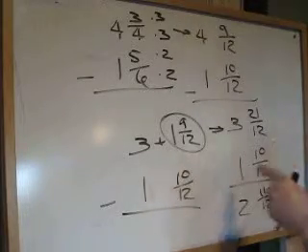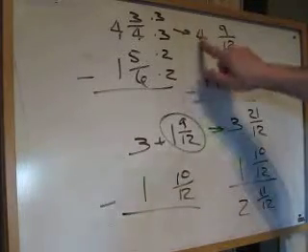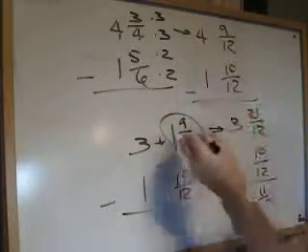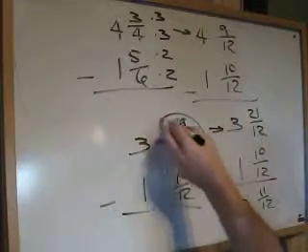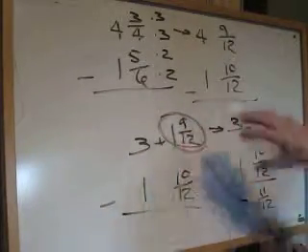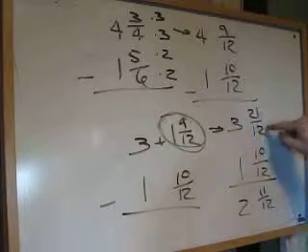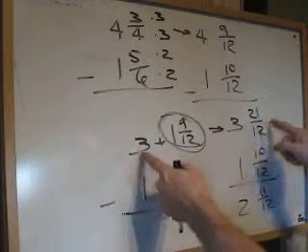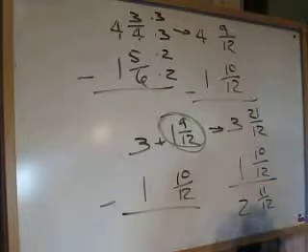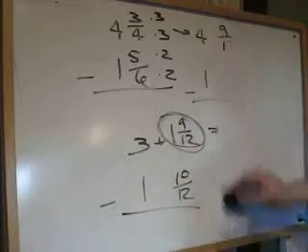Okay, so the key to doing this: lower this to a 3 and take the 1 that you took off of the 4 and put it with the fraction, make it into an improper fraction, turn it into a mixed number, 21 over 12, put the 3 back with it, and now you're going to have a numerator larger than the numerator on the bottom.